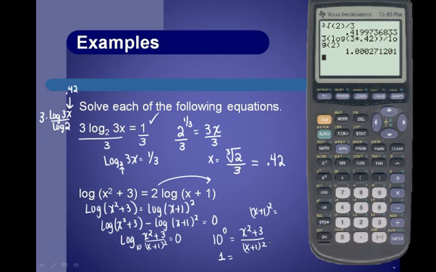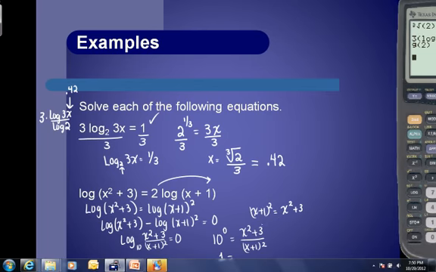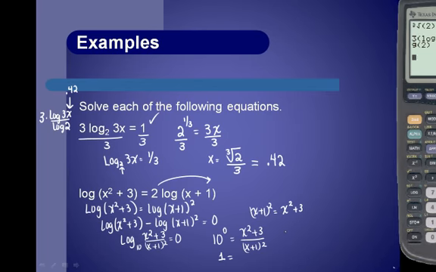So if we multiply both sides by (x+1) squared, then we would get (x+1) squared on the left-hand side, x squared plus 3 on the right-hand side. Now if we FOILed out this left-hand side, (x+1) squared, we would get (x+1) times (x+1), which would give us x squared plus 2x plus 1 equals x squared plus 3.